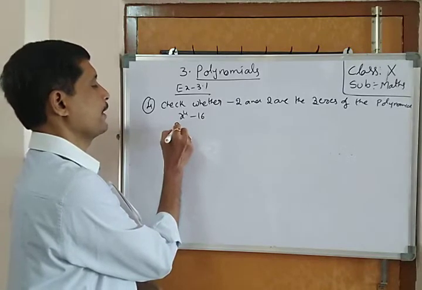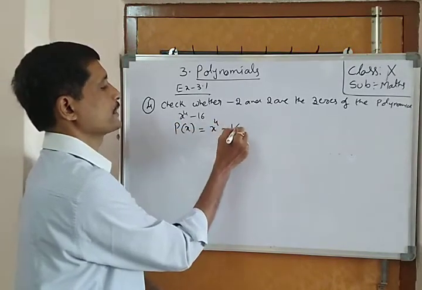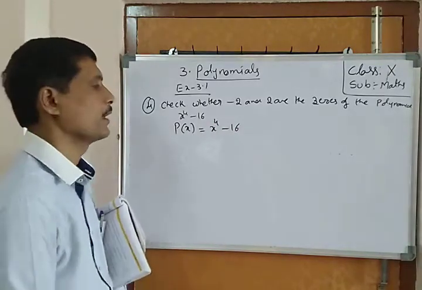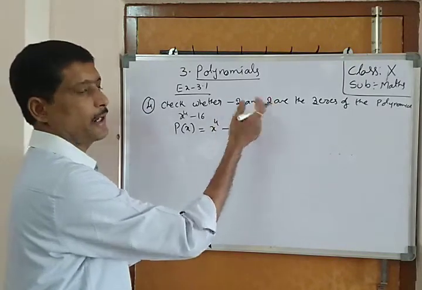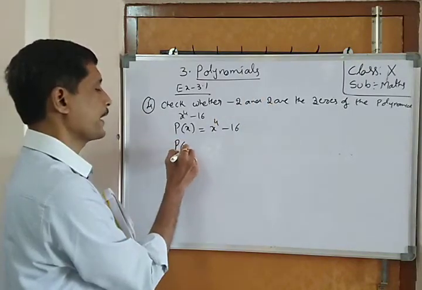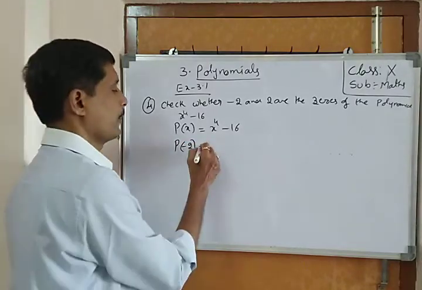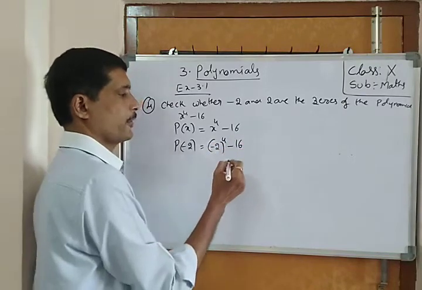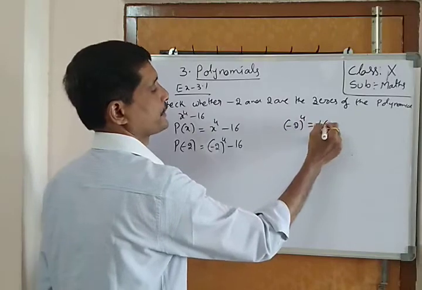Therefore first write p of x, the given polynomial, that is x power 4 minus 16. Here, to check whether minus 2 and 2 are zeros of the polynomial, x is replaced by minus 2 one time, and x is replaced by 2 the other time. Therefore p of minus 2, x is replaced by minus 2: minus 2 whole power 4 minus 16. Minus 2 whole power 4 equals plus 16.